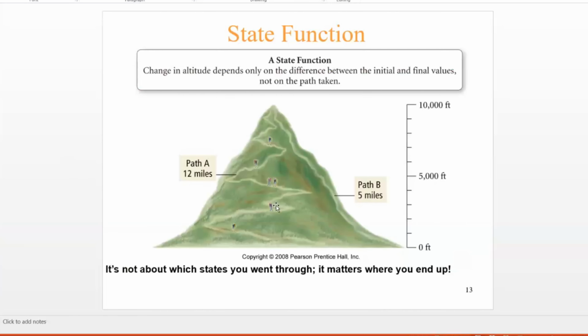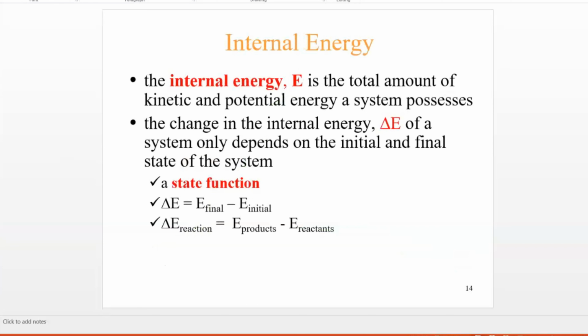So getting from state A to state B, or place A to place B, is going to use the same amount of energy, but the time might differ. It doesn't matter which path you took. It only matters where you end up. That's the definition of a state function. So energy is a state function. So it's E final minus E initial. The only thing we care about is the final and the initial states.